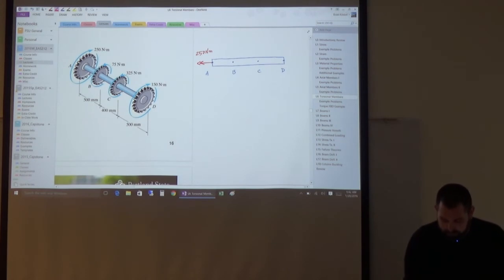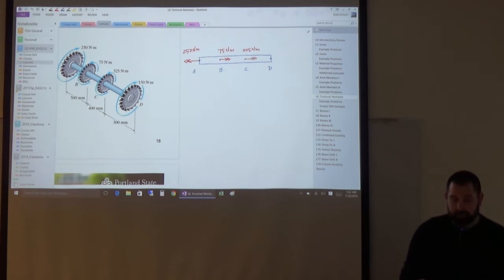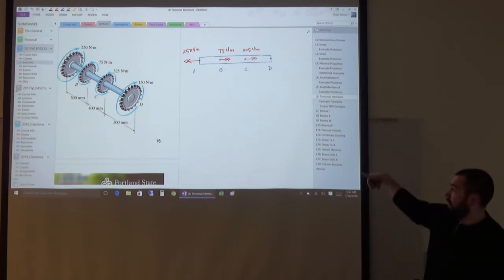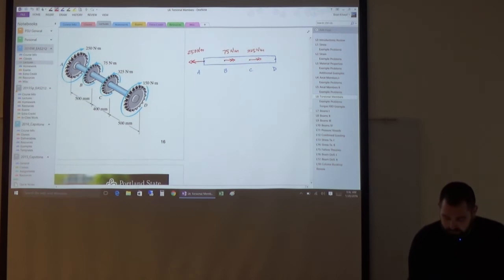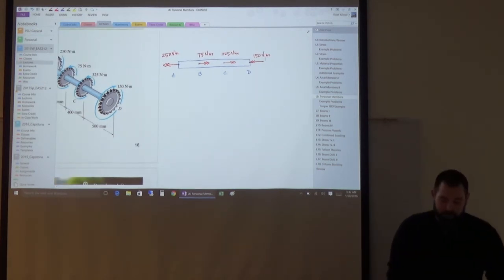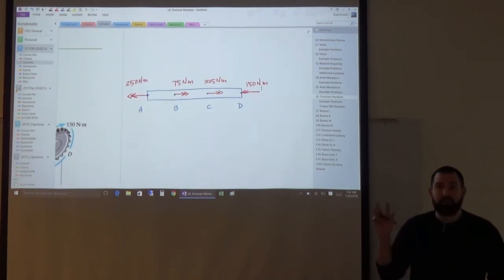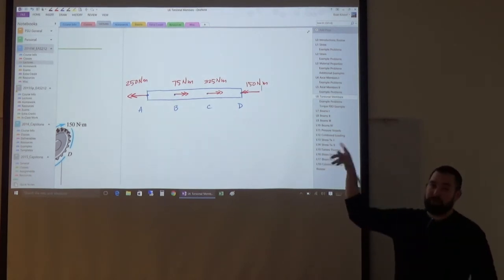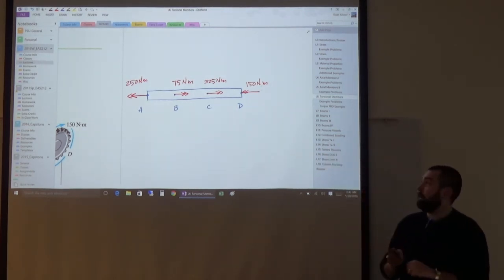At B, we said it's the opposite direction, a 2-headed vector in the other direction, 75 Newton meters. The 325 Newton meters is pointed to the right as well, 325 Newton meters. And then finally, the 150 Newton meters, the sense using the right-hand rule will be pointed to the left. So left, 150 Newton meters. So at this point, I have a free body diagram in 2 dimensions, and the sense of each of these moment vectors is pretty clear.